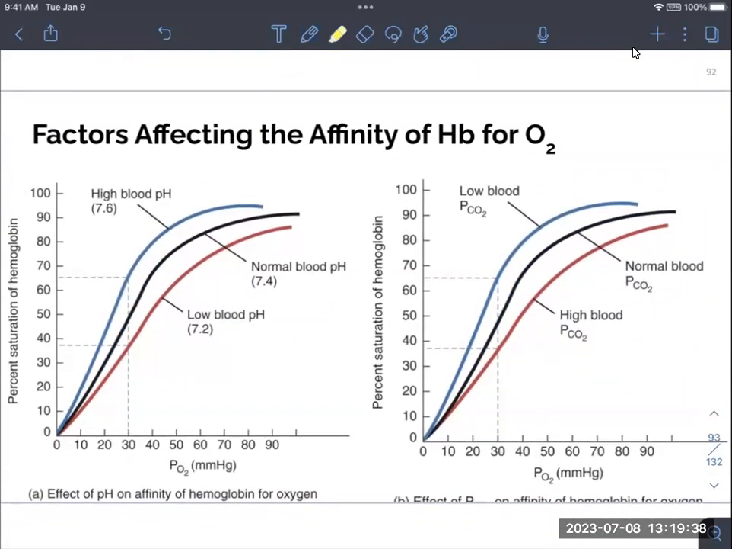So if we're looking at blood pH, the higher the pH, the more basic, which means the more oxygen is going to bind. The lower the pH means we have more hydrogen ions, the more acidic. That's going to cause oxygen to leave that hemoglobin, get dissolved into that fluid and into that serum, which will cause more oxygen available for tissues.